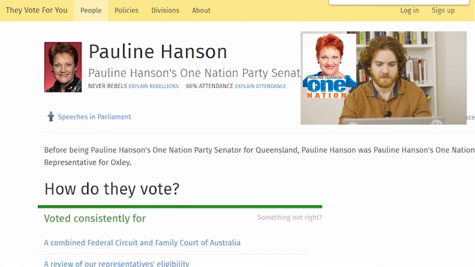I'm not entirely sure if Craig Kelly is more or less right-wing than Pauline Hanson, but they both inhabit a very right-wing social and economics part of the space, whereas the Greens are on the left. So, Pauline Hanson, we're about to see, I expect, something different.